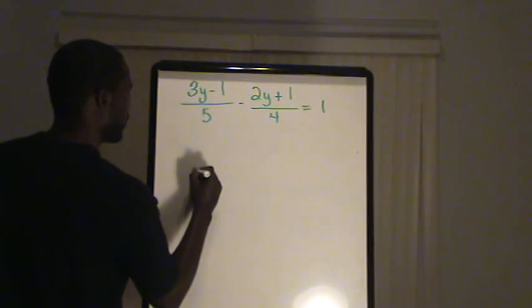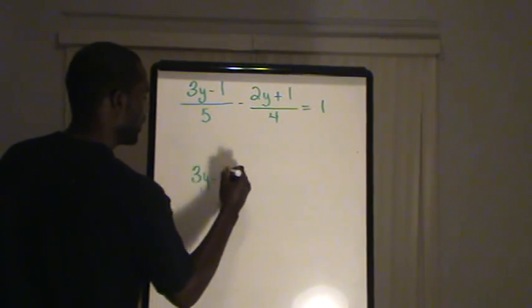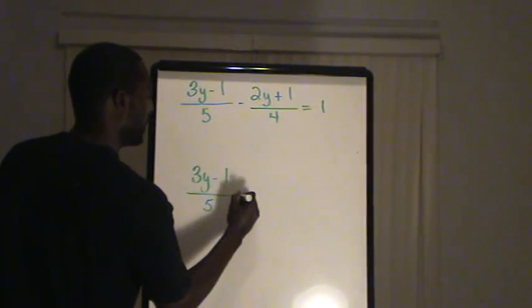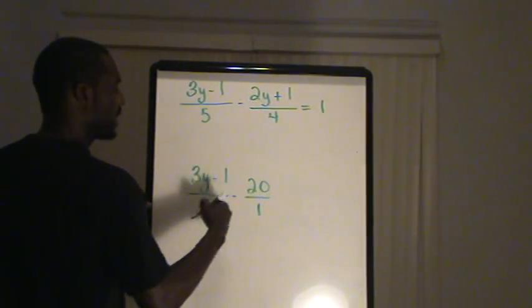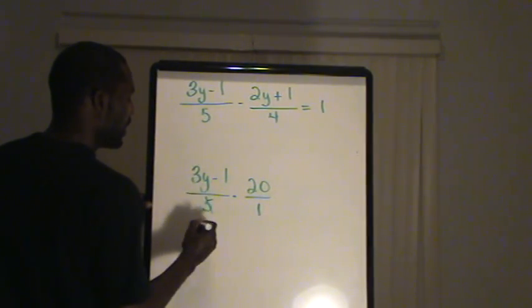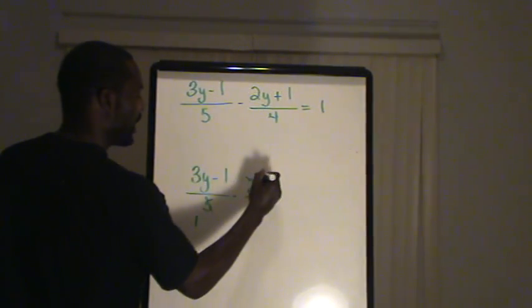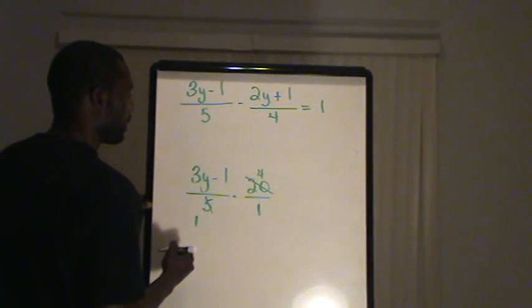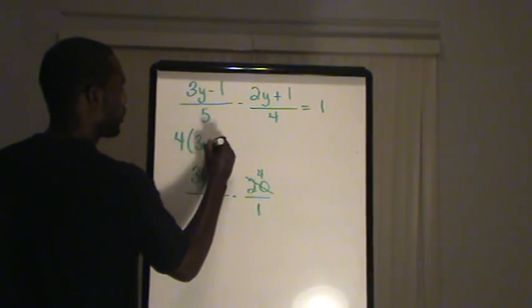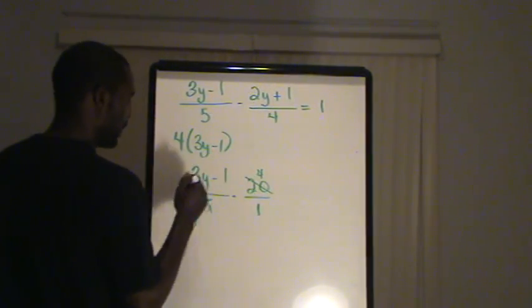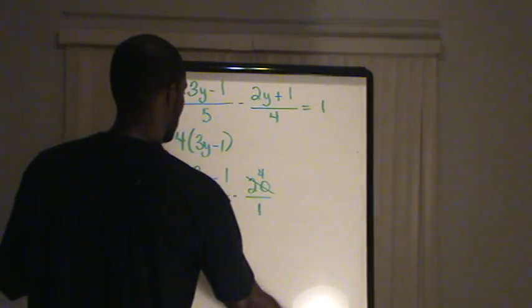Okay, so if I take the (3y minus 1) divided by 5, and I multiply by 20 over 1, I have cancellation with the 5 and the 20. 5 goes into 5 once, 5 into 20 goes 4 times. And now I take my 4 and I multiply it times 3y minus 1. Okay?